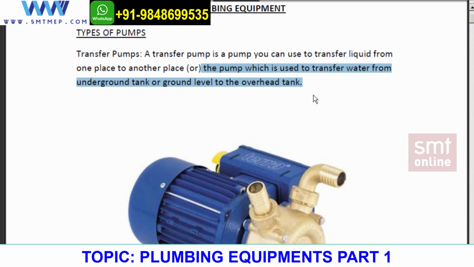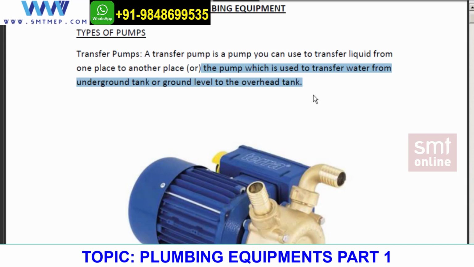For example, I have a G+3 building. At the basement or at the ground floor, I have a sump there. I mean a sump, a reservoir, if you're getting confused. And from that reservoir, I have water. I need a pump to pump up the water from the ground floor to the roof, I mean the third floor roof, because there are 3 floors.